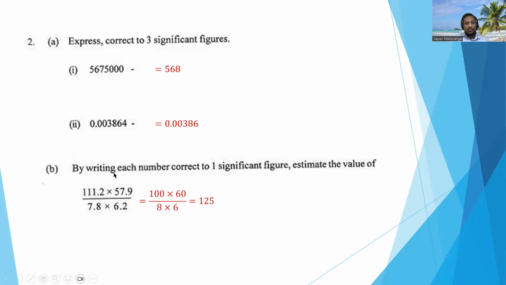And then, write the number correct to one significant figure. So let's write all given numbers into one significant figure first. So 111 will come to 100. Why? Because the first significant figure is 1, second one is below 5, so it's 100. And 57 becomes 60. Why? The second significant figure is 7, which is more than 5, so it is 60. And 7.8 will eventually become 8, 6.2 eventually becomes 6.